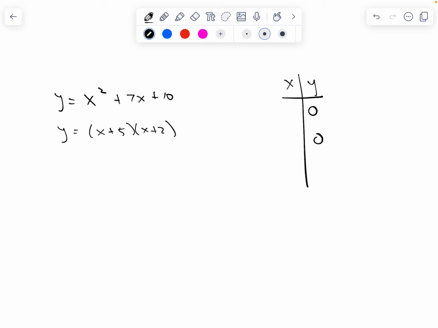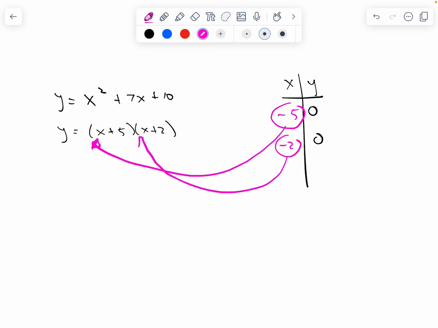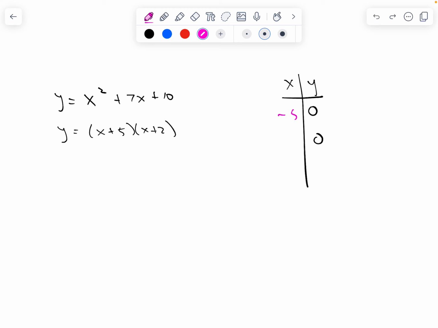So we can see that negative 5, if I plug it in place of x, will make a 0. Same thing with negative 2. If I plug in negative 2 in place of x, negative 2 plus 2 will make a 0. So those are the zeros of the function.